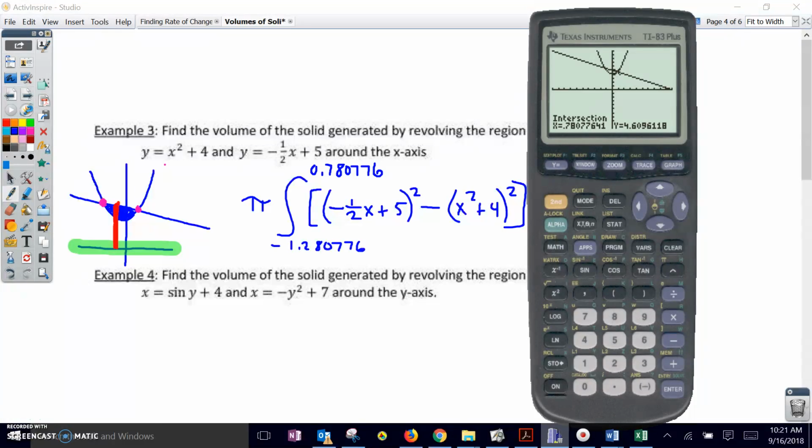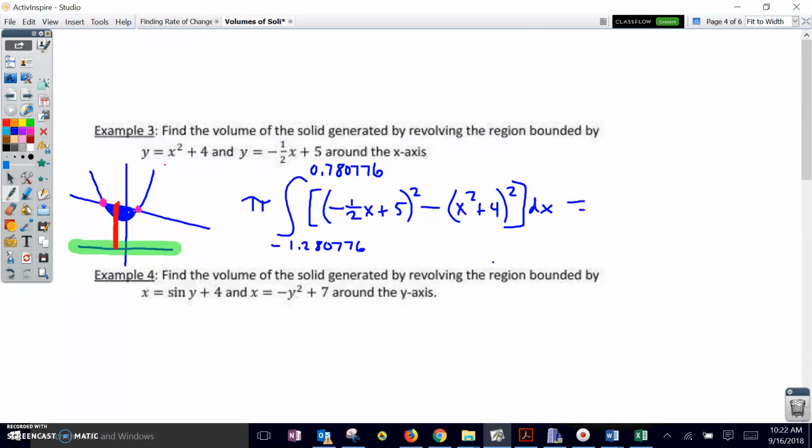And now I'm going to go ahead and find the value of that integral. And we've got pi times the integral of the quantity negative 1/2 x plus 5 quantity squared minus quantity x squared plus 4 quantity squared with respect to x from negative 1.280776 to 0.780776, and we get 43.123 for the volume of this solid.